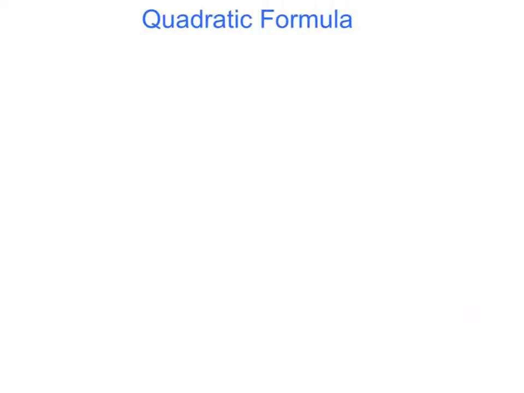In this lesson, we're going to look at the quadratic formula: why we use it, where it comes from, and what it is. We'll start with a quadratic equation. Here, what we have is a quadratic trinomial set equal to 0.